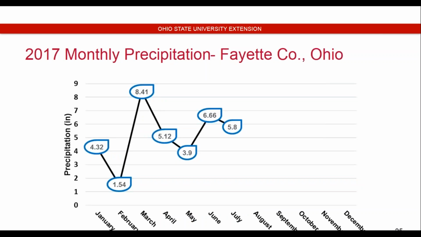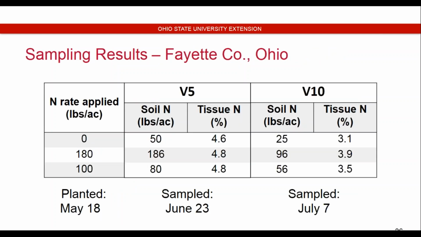So we repeated this whole system again several weeks later once we hit V10. We're still getting good moisture moving into July. That's a little bit above average for us at almost 6 inches of rainfall.